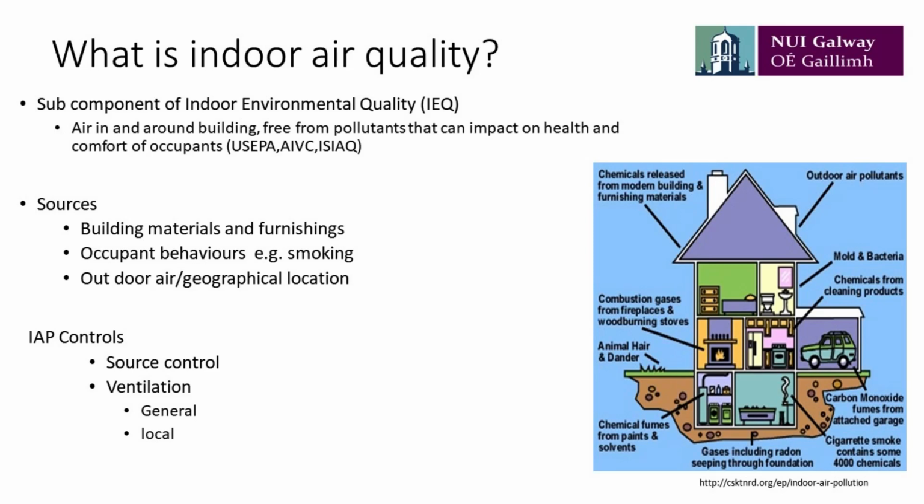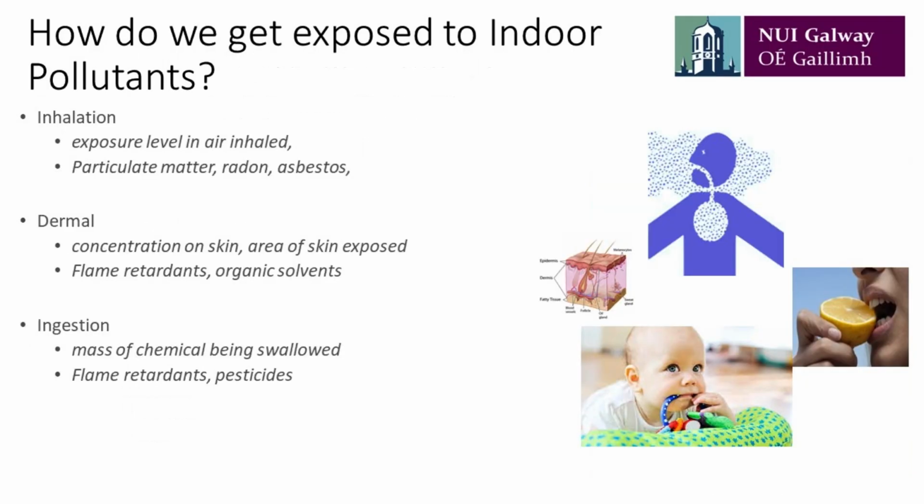Now, I know we're talking about indoor air, but really it's probably better to talk about indoor pollutants, because we can get exposed to pollution in many different ways. Yes, the main exposure pathway is inhalation, so if there's pollution in the air, we're breathing in thousands of litres of air every day, and we can't filter that unless you're wearing a mask all the time. But you also have dermal and ingestion exposure routes.